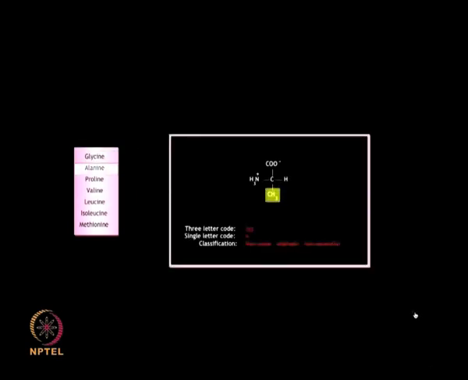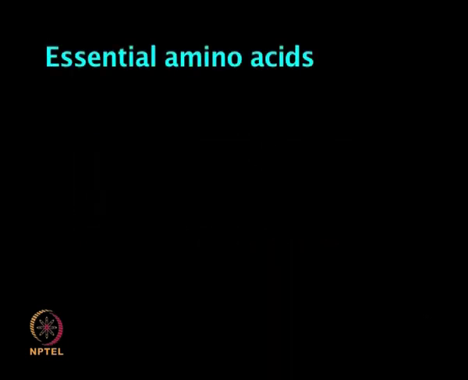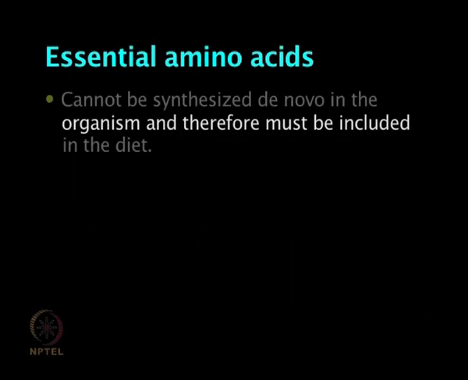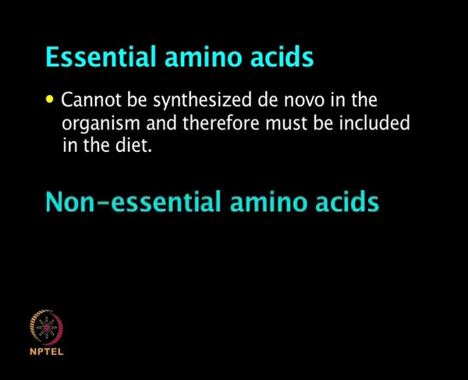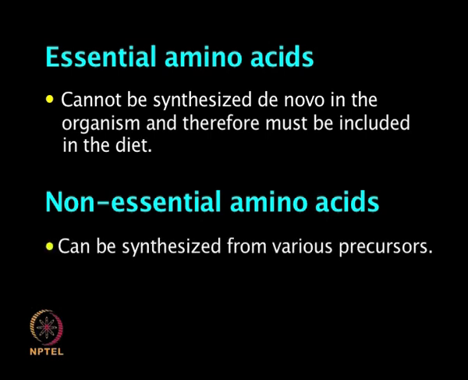Amino acids having nonpolar aliphatic side chains include glycine, alanine, proline, valine, leucine, isoleucine and methionine. Essential amino acids are those that cannot be synthesized de novo in the organism and therefore must be included in the diet. Non-essential amino acids, on the other hand, can be synthesized from various precursors.